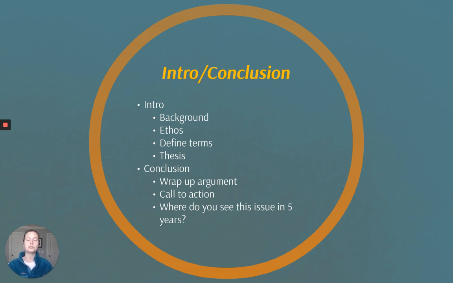This is also where you can do some kind of call to action. What do you want the reader to do with the information? Should this change the way we vote? Should we contact our representatives? Should this change the way we spend our money? What is it you want us to do with the information? Okay, the last thing is what we call a look ahead or an appeal to research. So where do you see this issue in 5, 10, or 15 years?